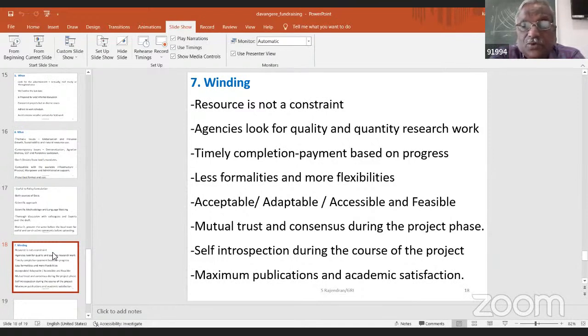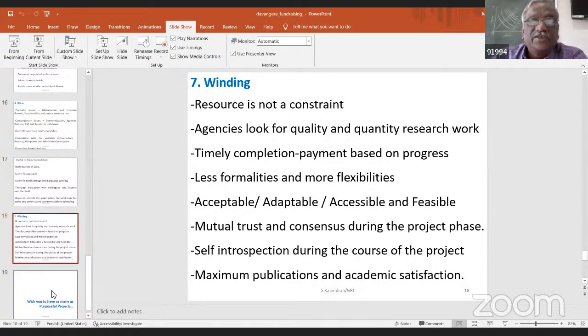Self-introspection during the course of the project is very, very essential. The principal investigator should not deviate from the mandate of the project proposal, and should always take the entire team into confidence by self-introspecting on the core dimension of the research project. And friends, you can enjoy maximum publications from the research output and derive academic satisfaction from the publications that come out of the project work.